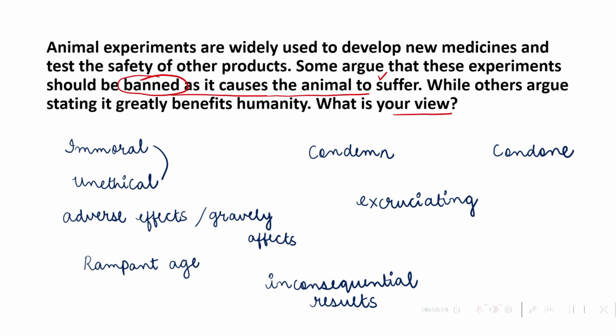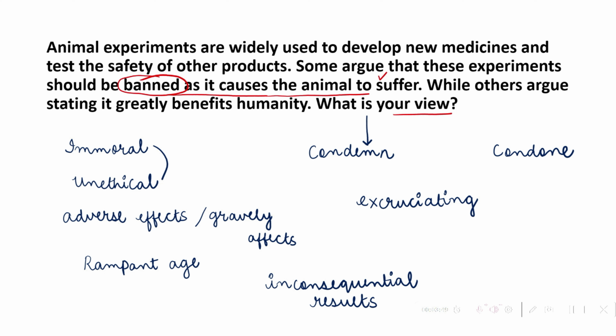Then you can also include saying in this rampant age of technological advancement, there are other alternative forms of testing such as cell culture and so on. So that can be used rather than using an outdated method of testing, which is animal experimentation. So you can say, I totally condemn the use of animals in experimentation. I do not support it.